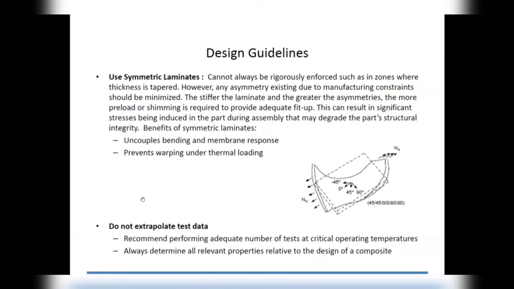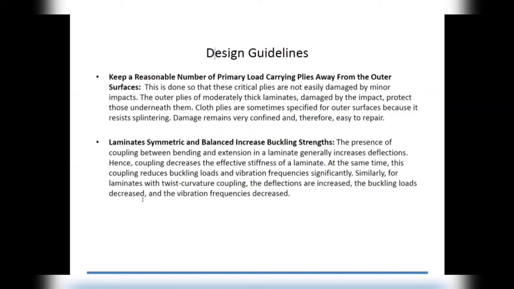Another thing I want to point out is there is this tendency of wanting to extrapolate test data when it comes to composites, but sometimes the testing is going to show that the strength or the modulus may not correlate linearly with temperature or moisture. So you want to be careful, because there could be a cliff. It's important that you always determine all the relevant properties relative to the design of a composite, and that you try not to be too quick at extrapolating test data. I think interpolating could be okay in many cases, but it is important to perform an adequate number of tests at the critical operating ranges. That is a major consideration that should be accounted for.